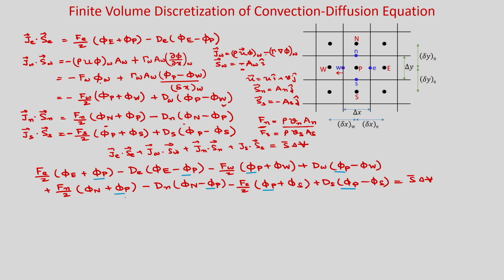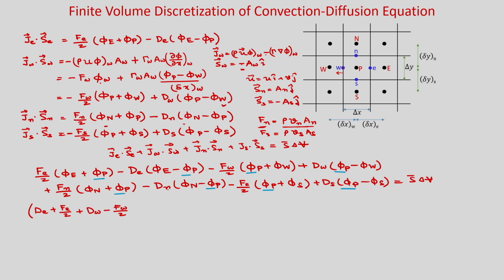Okay. So, all these coefficients we will write on the left hand side. If you write that, you see it will be f e by 2, minus minus plus, so this will be plus d. So, we will write d e plus f e by 2. Similarly, here you see this is your d w plus d w, and here the phi p coefficient is minus f w by 2. So, minus f w by 2.